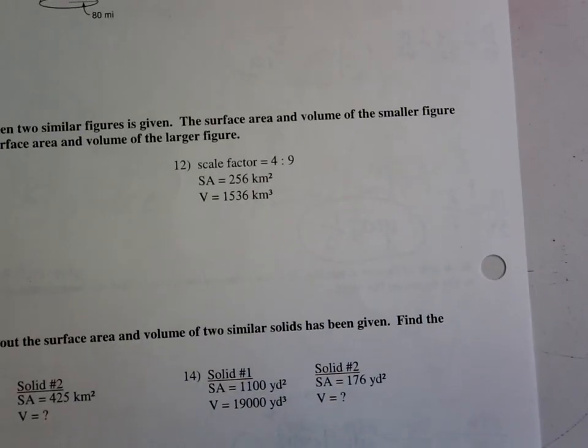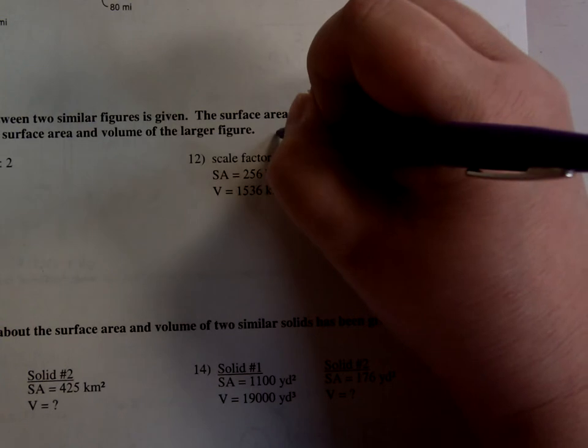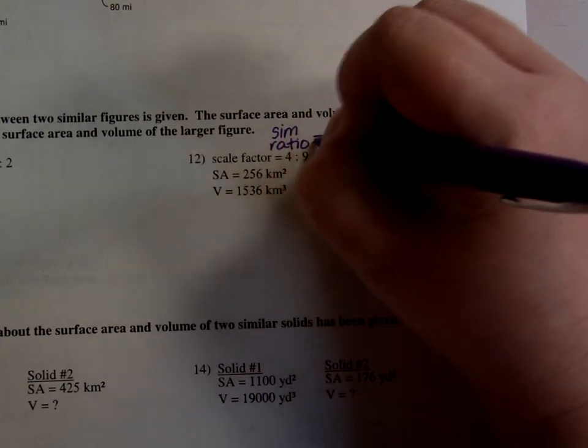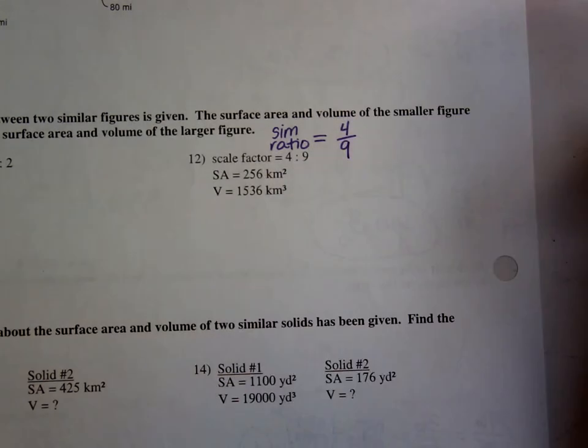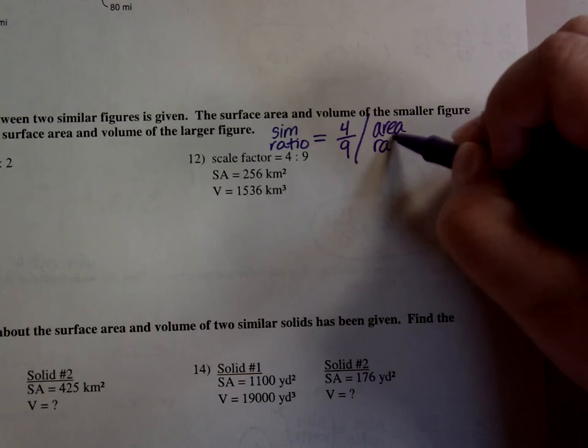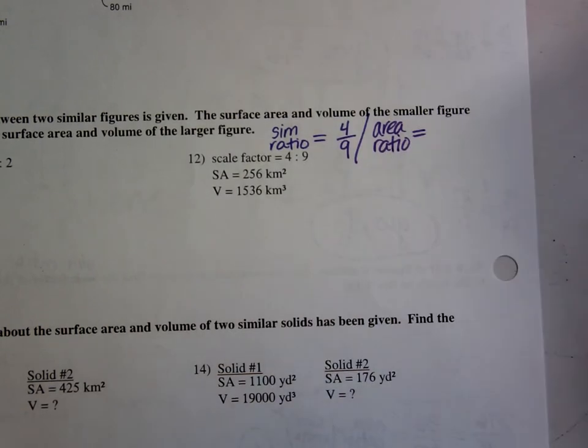Okay, this time it says the scale factor is given. So that's my similarity ratio. So my similarity ratio is 4/9. That's just the ratio of side lengths. So if the ratio of side lengths is 4/9, what's the area ratio?